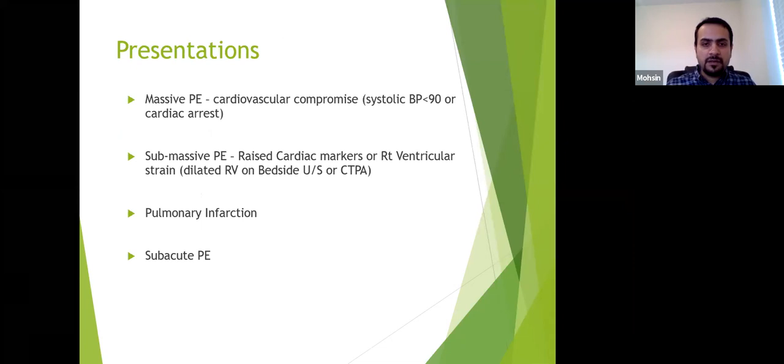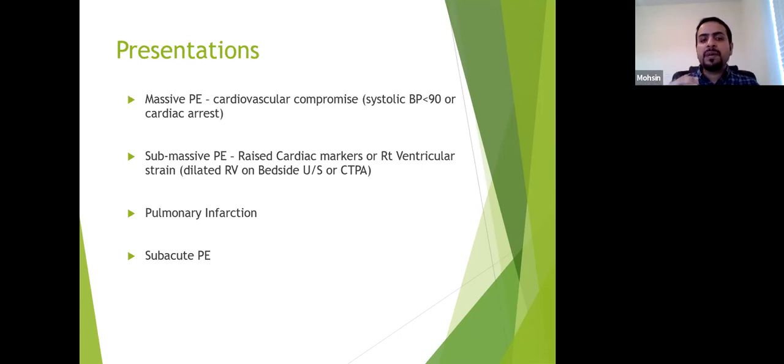It can be evident if you check their cardiac biomarkers, so troponin or proBNP can be significantly raised. Or the other option may be if you are able to do a bedside ultrasound, which I'm not sure is available everywhere in Pakistan in emergency departments. It's very common in the rest of the world now in emergency departments. So if you have a dilated right ventricle on the bedside ultrasound, or certain other signs. Or if you do a CTPA, it can also show you a right ventricular strain or dilatation. In that situation, it's called a submassive PE.